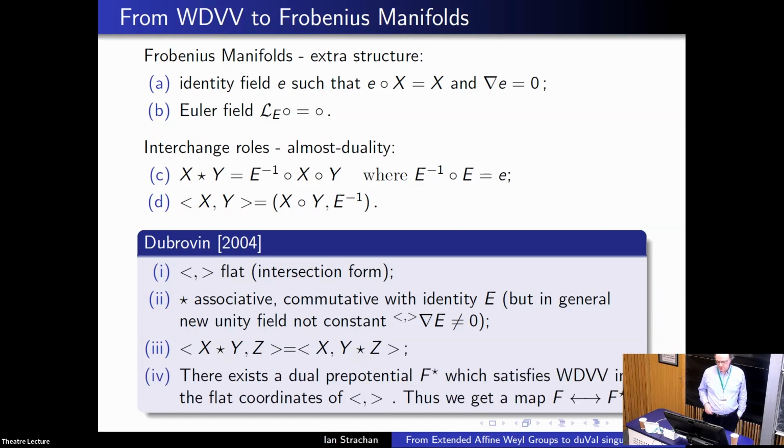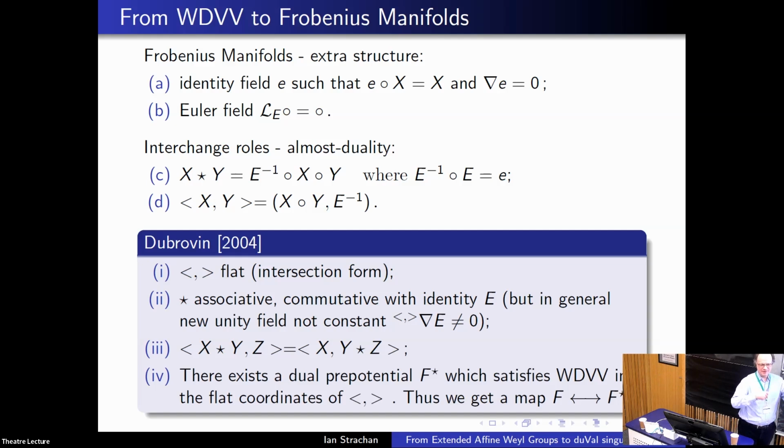And then Dubrovin went on to show that there's a dual pre-potential F star, which satisfies the WDVV equations in the flat coordinates of this new dual multiplication. Now that's easy to prove. It's sort of computational. There's an essential part where it says this new metric is flat.